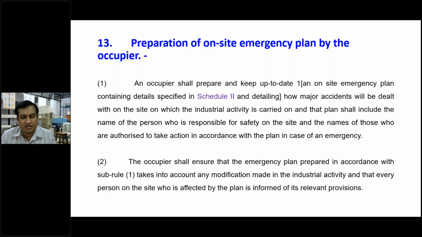The occupier should ensure that the emergency plan prepared in accordance with sub-rule 1 takes into account any modification made in the industrial activity, and that every person on that site who is affected by the plan is informed of its relevant provisions. So all the information related to this on-site emergency plan should be conveyed to all the workers and employees present on the site, and that is important, because unless you provide this information, the employees will not know what to do after an emergency occurs.